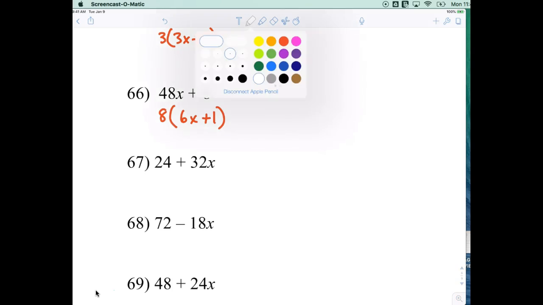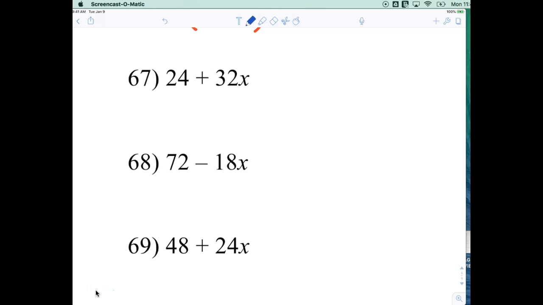All right. Here we go. What's common with 24 and 32? 8. Right? Okay, Carter, what's left behind? Just tell them real quick. I got 3 plus 4x. 3 plus 4x. Come on, Carter.